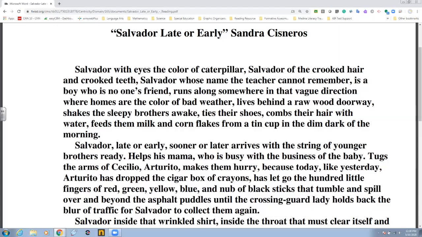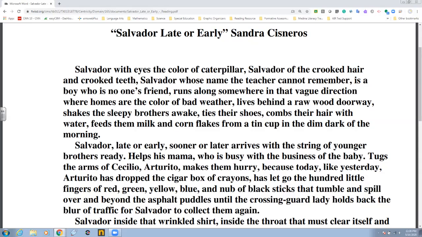So Salvador with eyes the color of caterpillars, Salvador of the crooked hair and crooked teeth, Salvador whose name the teacher cannot remember, is a boy who is no one's friend, runs along somewhere in that vague direction where homes are the color of bad weather, lives behind a raw wood doorway, shakes the sleepy brothers awake, ties their shoes, combs their hair with water, feeds them milk and cornflakes from a tin cup in the dim dark of the morning.